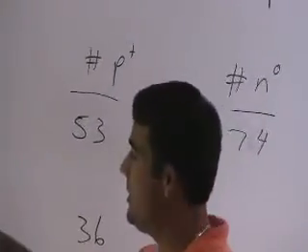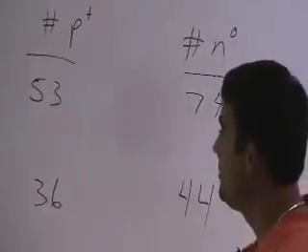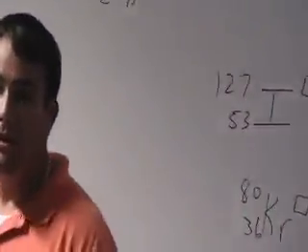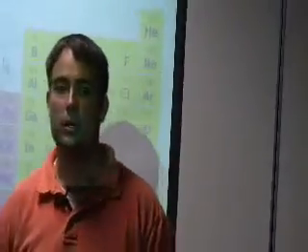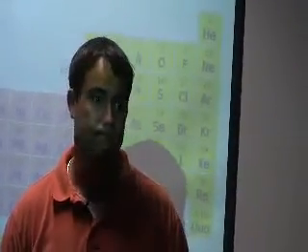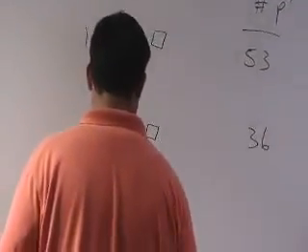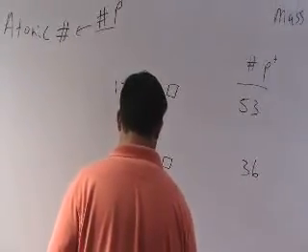Now, what's 80 minus 36? 44. All right. So we are good with that, right? Now, everything has what are called isotopes. Let's do them. Let's do a U-235, and let's do a U-238.